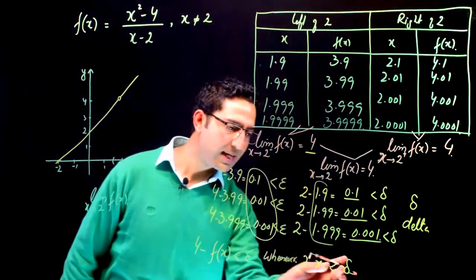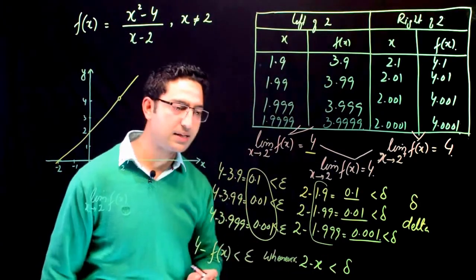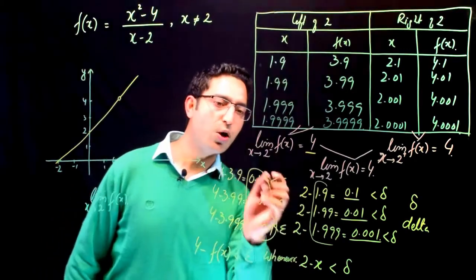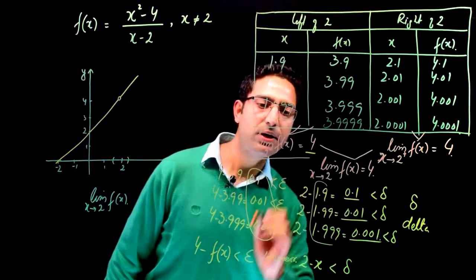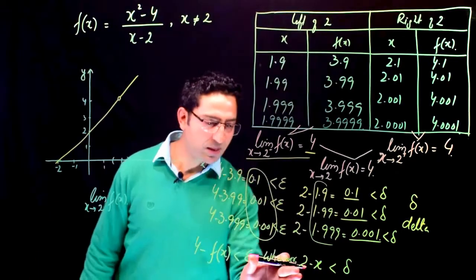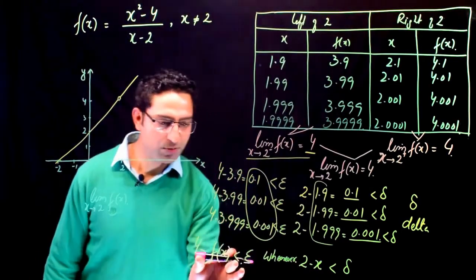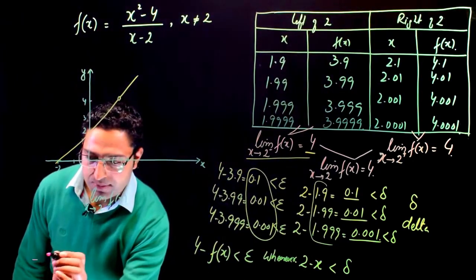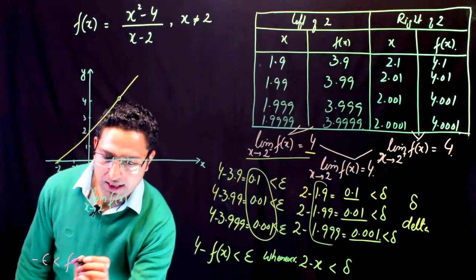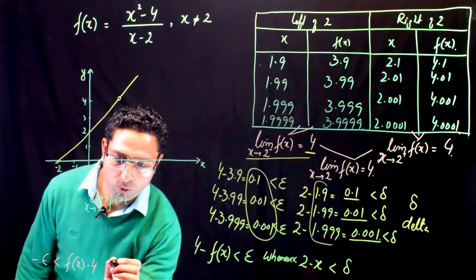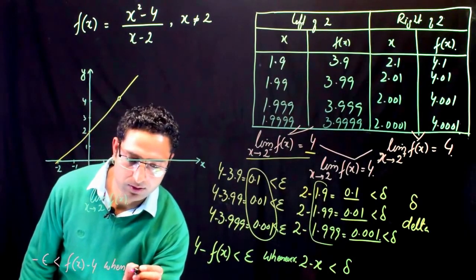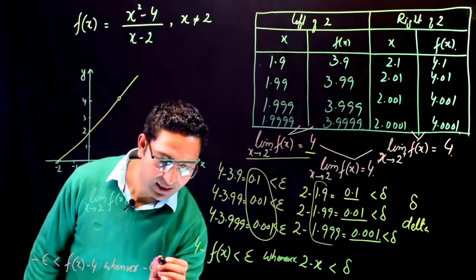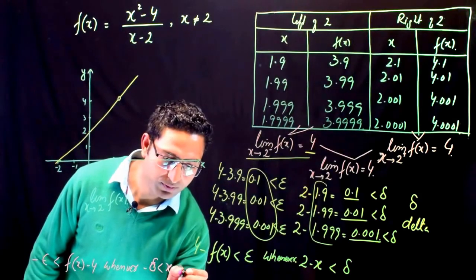So whenever 2 minus x is less than delta, 4 minus f(x) is less than epsilon. So this gives me the epsilon delta definition of the left hand limit of f(x) at 2. If I rewrite this by just multiplying minus 1 on both sides, I can write this as minus epsilon is less than f(x) minus 4 whenever 2 minus minus delta is less than x minus 2.